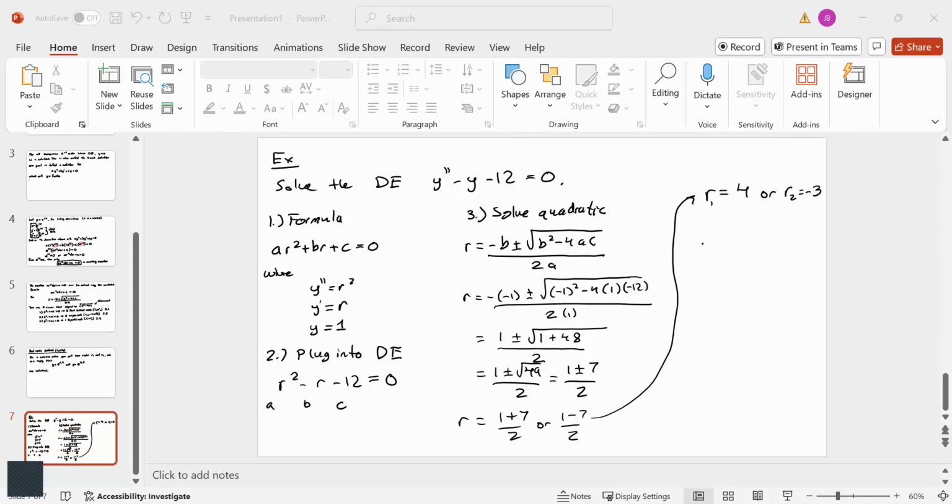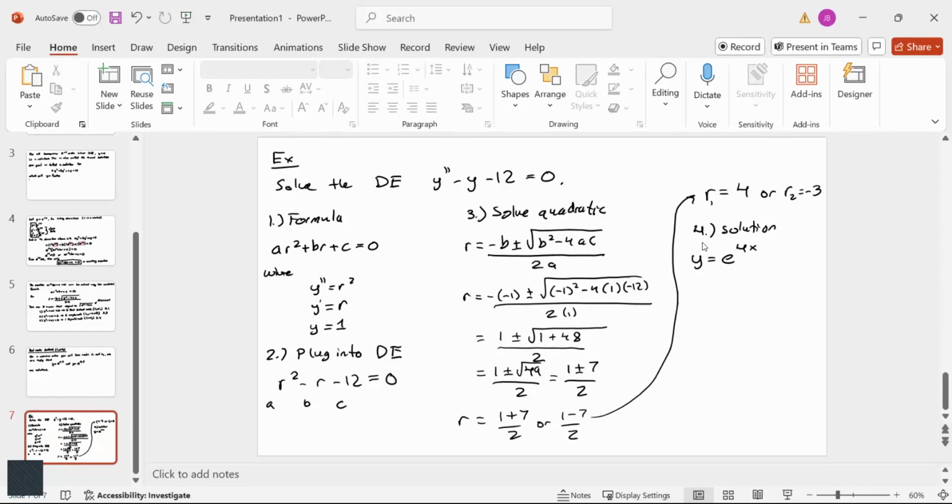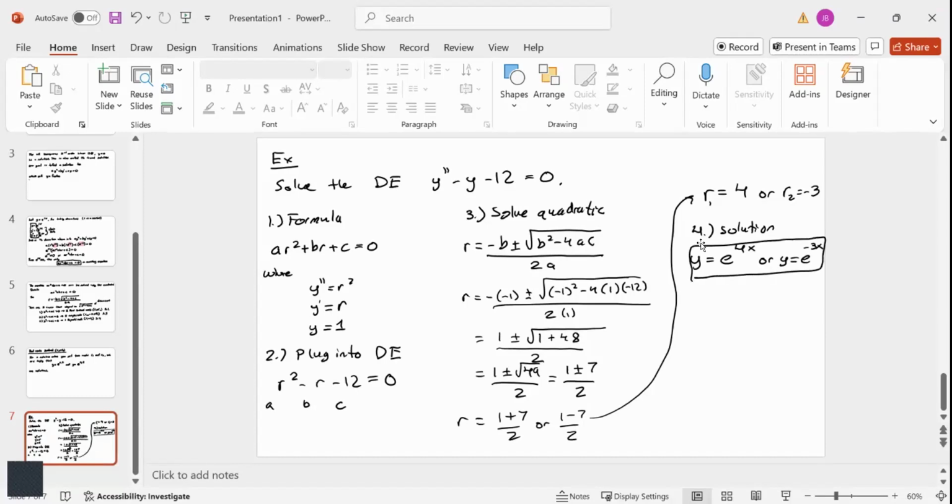Okay, so step 4 is solution. Y is equal to e to the 4x. I apologize if I swap between x and t. Sometimes they don't tell you which one it is, and I usually default to t. In the homework, it looks like they use x a lot, so I'll try to stick to x. And we get negative 3x, right? Those are solutions. If I plug these in to the differential equation, they will both be equal to 0, right? So I have answers right there. I'm done. That's the answer.